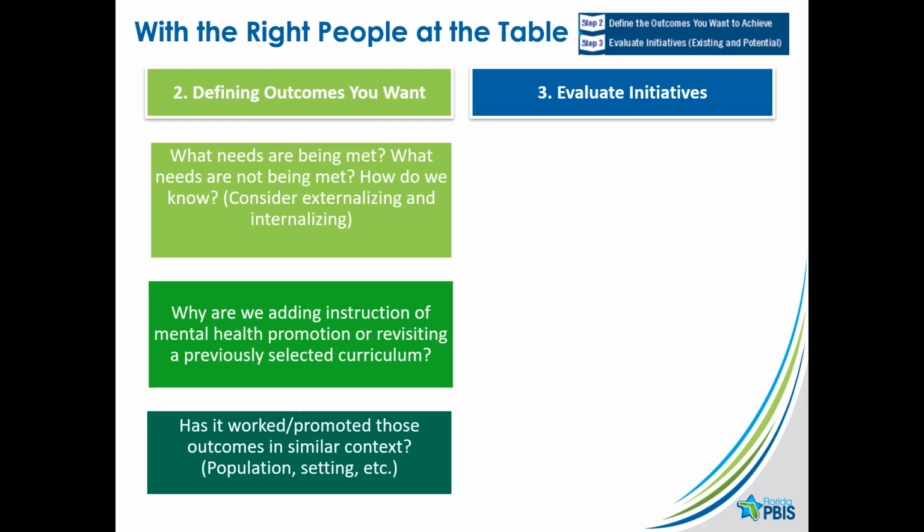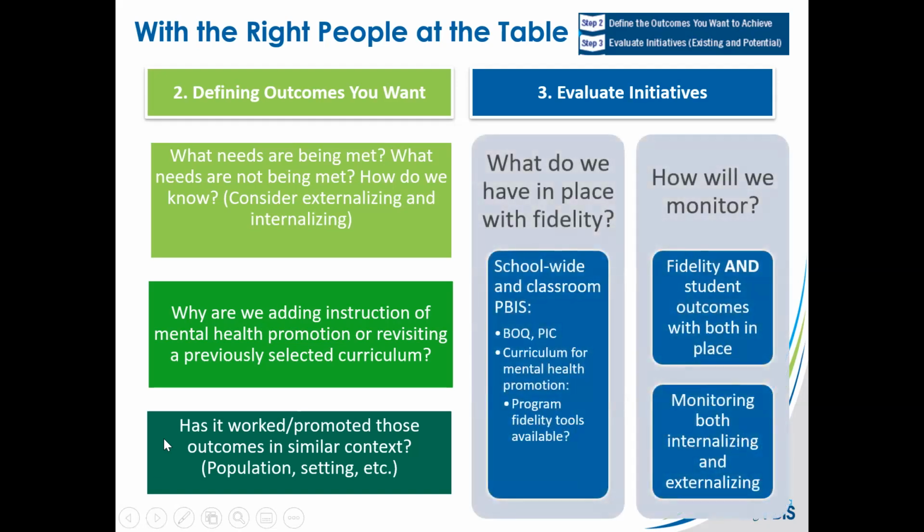And as a team, it's important to engage in resource mapping to evaluate initiatives you have in place before adding or integrating something else. So you want to think about, are you implementing current initiatives with fidelity? How will you monitor fidelity of implementation and student outcomes across current and potentially new initiatives? And another thing to think about is, how will your team monitor both externalizing and internalizing behaviors?